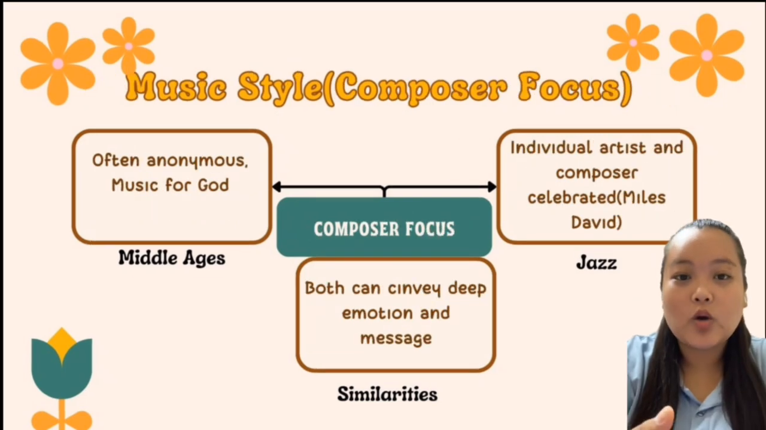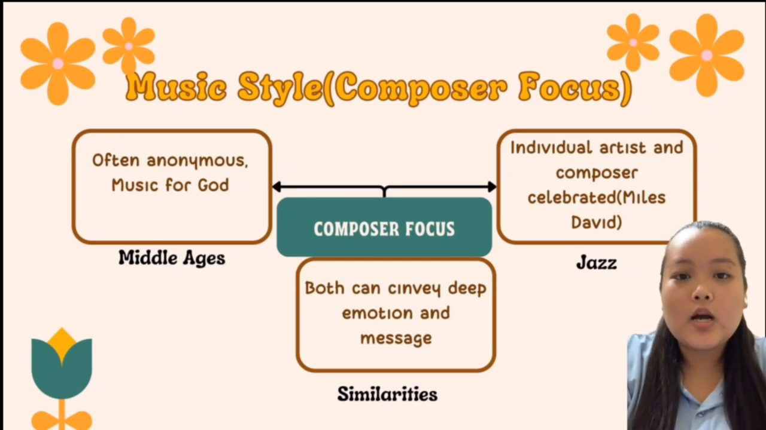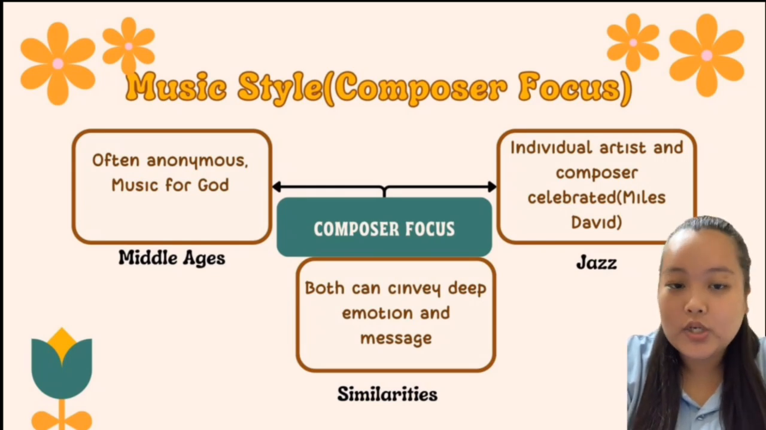The last point is composer focus. In the Middle Ages, the focus was on serving religious purposes or courtly functions. Composers like Guillaume de Machaut and Hildegard of Bingen were respected, but the music was not always credited to a person. In jazz, composers are often also performers and improvisers, like Duke Ellington and Miles Davis, who were celebrated for their creativity and innovation.